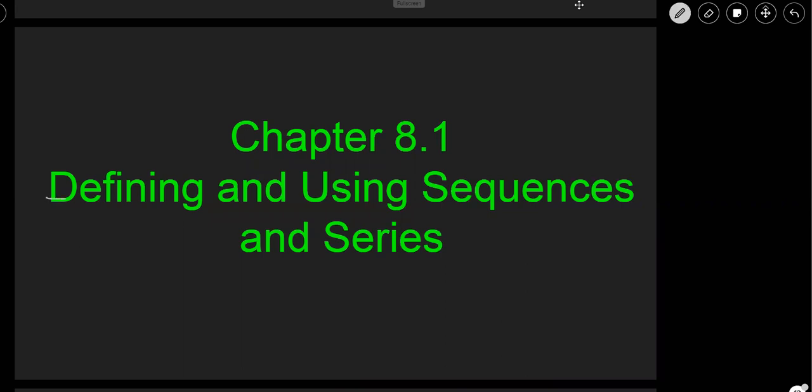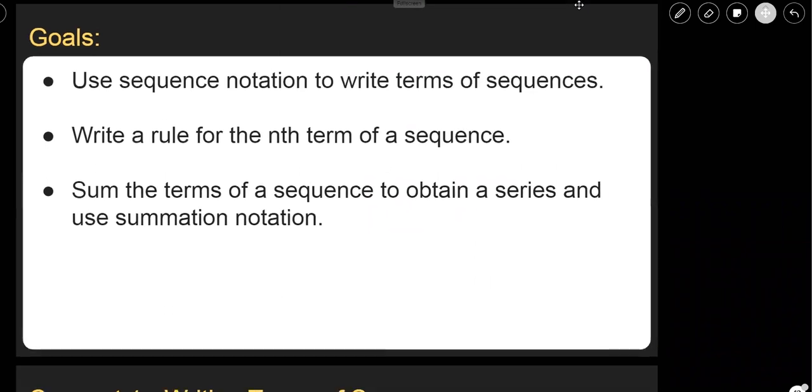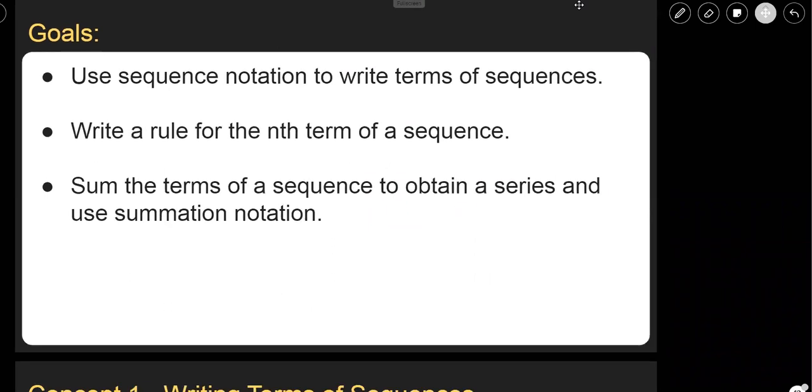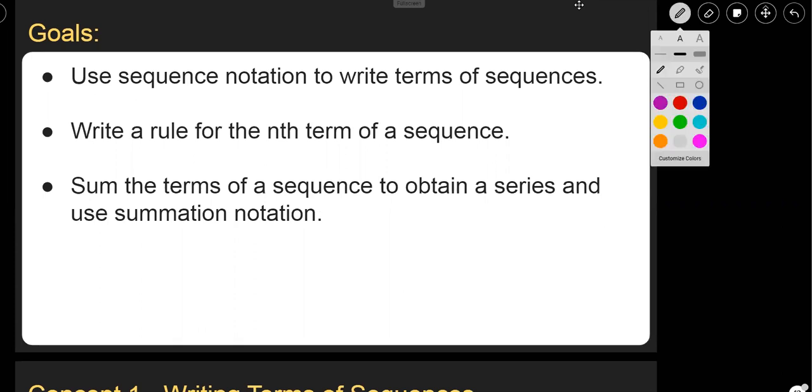Chapter 8.1 was again about defining and using sequences and series. We've already talked about this in class, so this is going to be very quick. I'm just going to show how we go about solving these different types of problems for sequences and series.